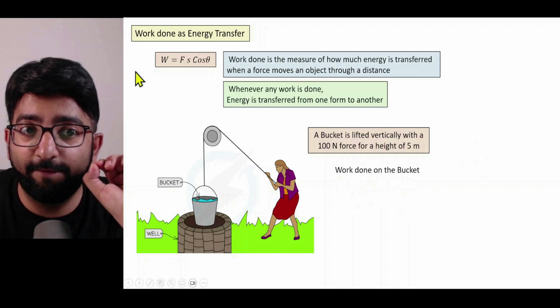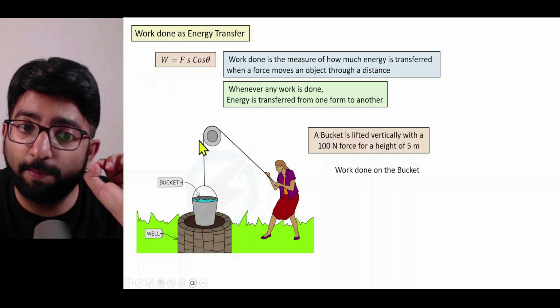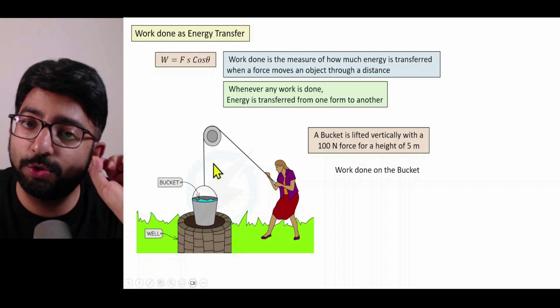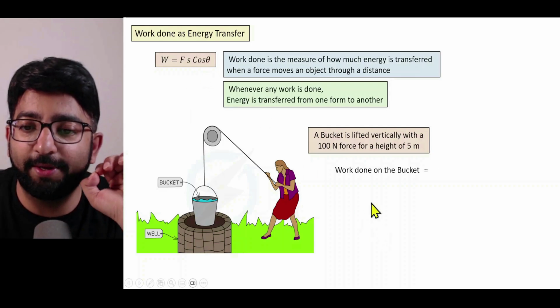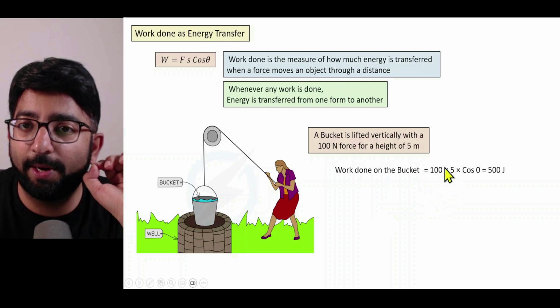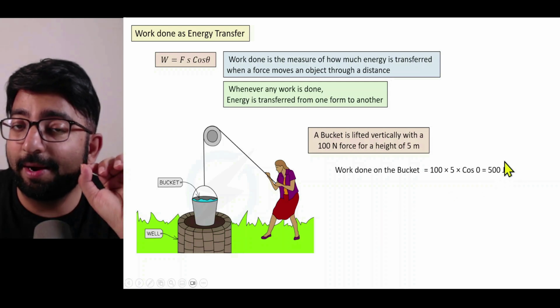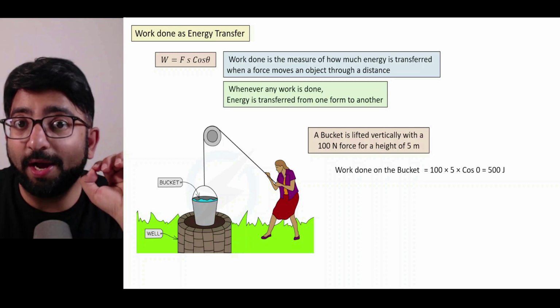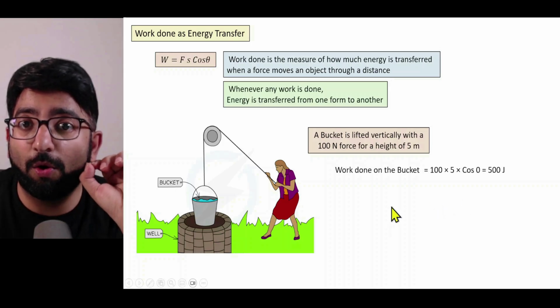Work done on the bucket, we are going to use the formula Fs cos theta. So the applied force is upwards, displacement is also upward, so theta will be 0 degrees. So we'll write 100 multiplied by 5 into cos 0. That is equal to 500 joules. So 500 joules of work is done on the bucket.